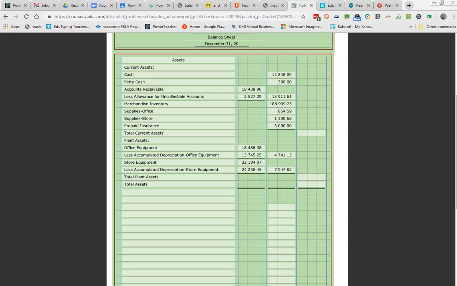Same thing will happen for store equipment. Basically, what they are saying is if I sold all of my office equipment right now, it would be worth $4,741.13. That's what book value is.